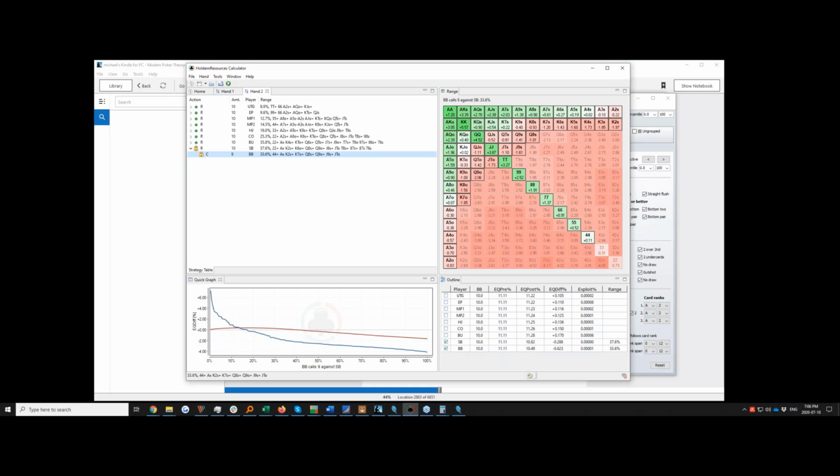What software do you recommend for study? Well, it depends. I think Hold'em Resources Calculator, this one for tournaments, for rejamming and open jamming ranges is probably the most important tool you can get.